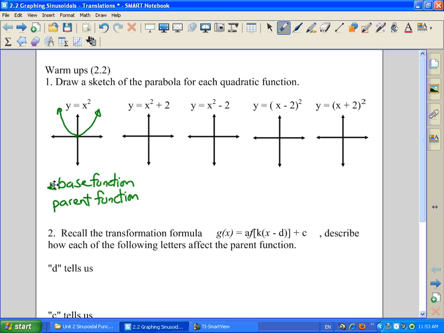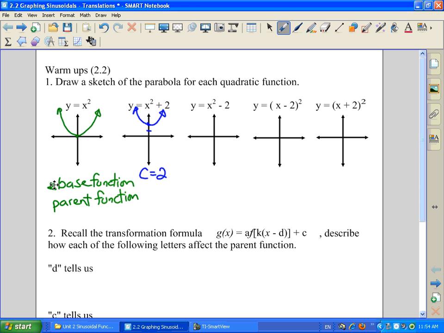The next graph says, hey, we're going to take that expression and add 2 to it. So what does that do, ladies and gentlemen? That shifts it up 2. So our parabola gets shifted up 2. And what does that mean? That means C, which is one of our transformation or translation letters, C equals 2. So we're just shifting it up 2.